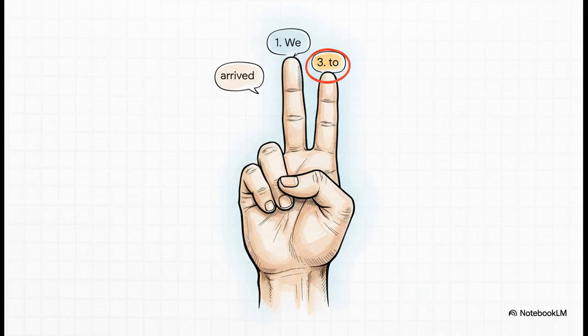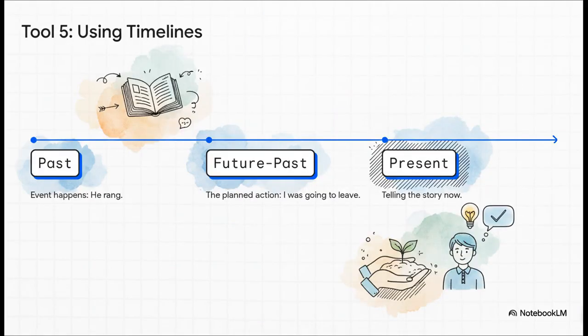It's a simple physical cue that immediately draws their attention to the exact spot of the error without you having to say a thing. Tool 5 is all about using timelines. Sometimes an error isn't just a wrong word. It's a whole concept they're struggling with.